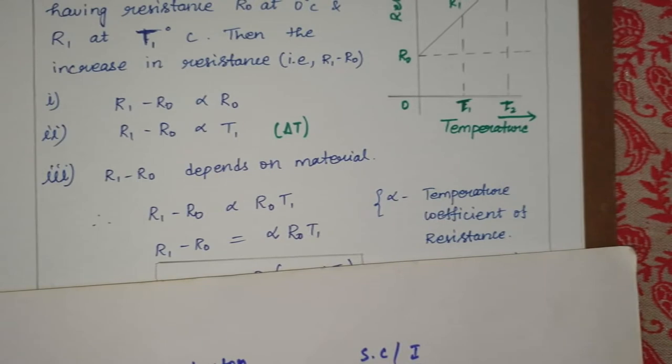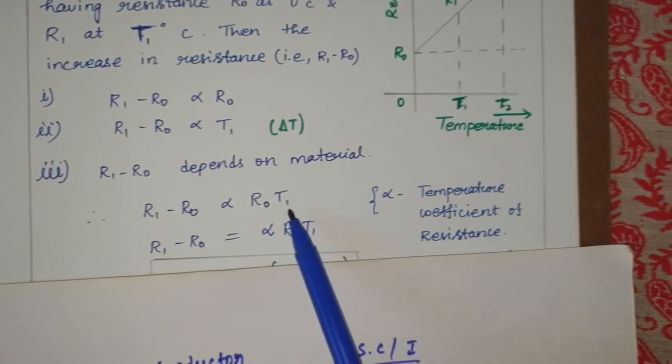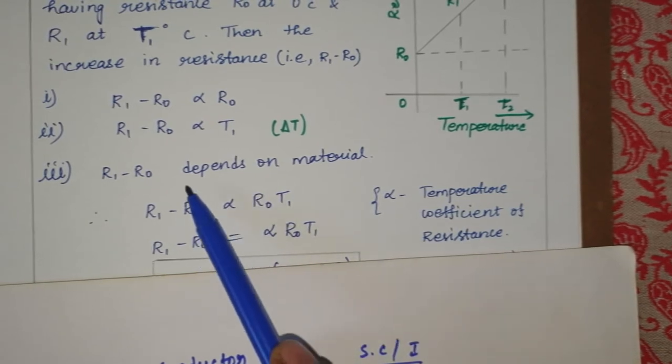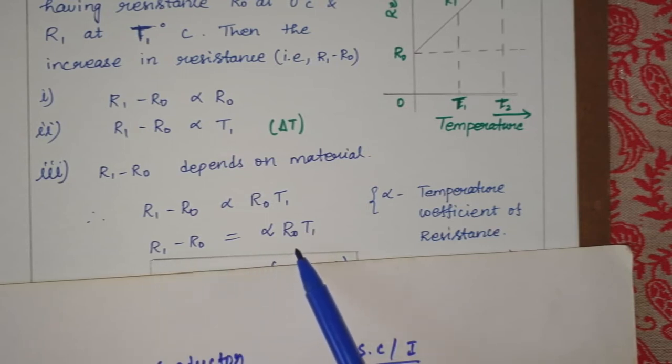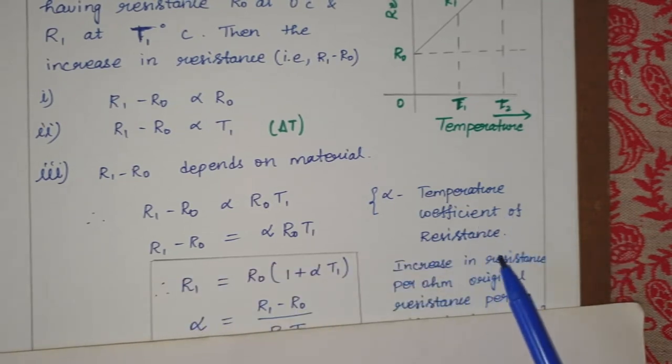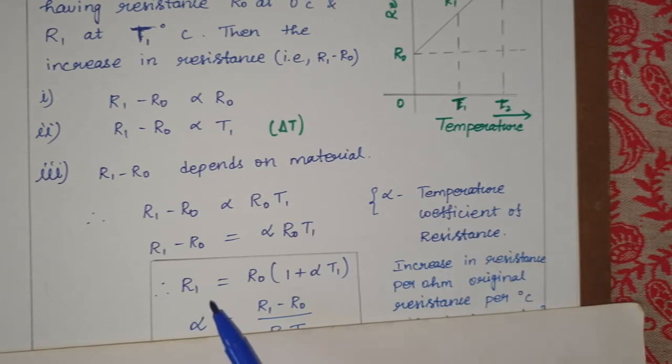R1 minus R0 is directly proportional to R0 into alpha T. To eliminate the proportionality, we are going to take the material into consideration. For that we are going to introduce one proportionality constant. So R1 minus R0 is equal to alpha into R0 into T1, where alpha is nothing but the temperature coefficient of resistance. So R1 is equal to R0 into (1 plus alpha T1). Okay, so when I take this R0 to this side, I get R0 into (1 plus alpha T1).